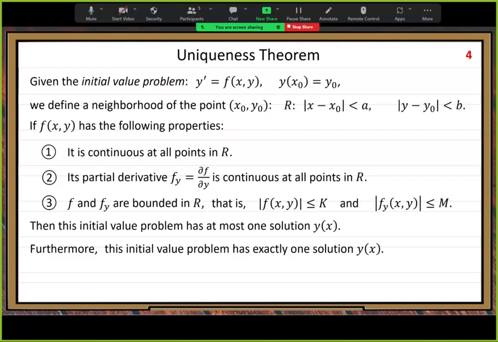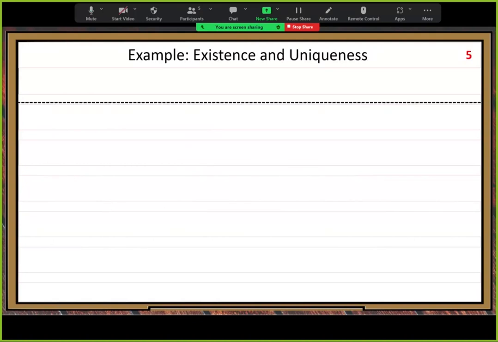Next, we need to move to the second order case. After we finish the first order, then second order. The situation and the properties are quite different. But before we move to second order, let's do one simple example here.